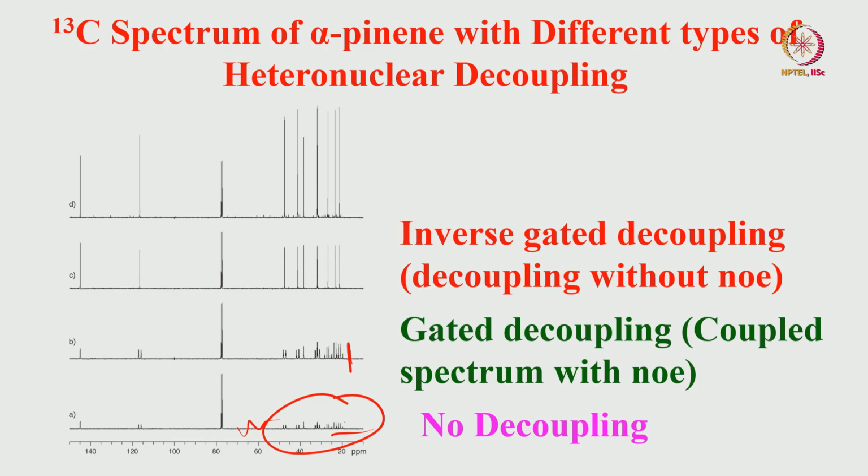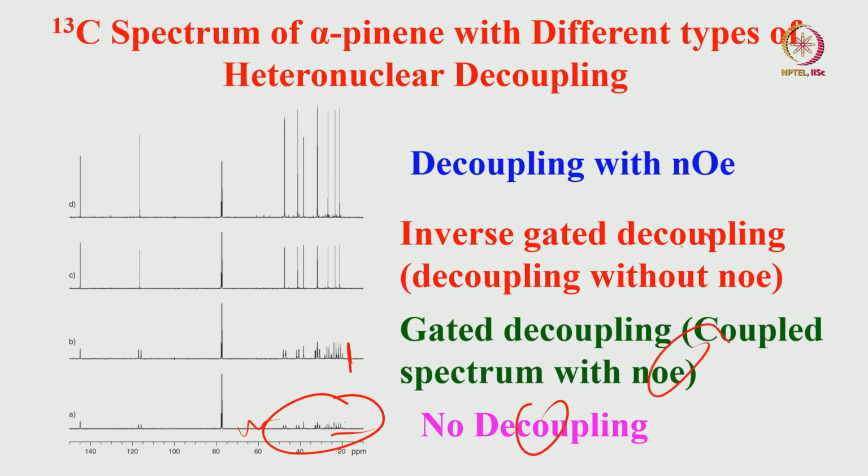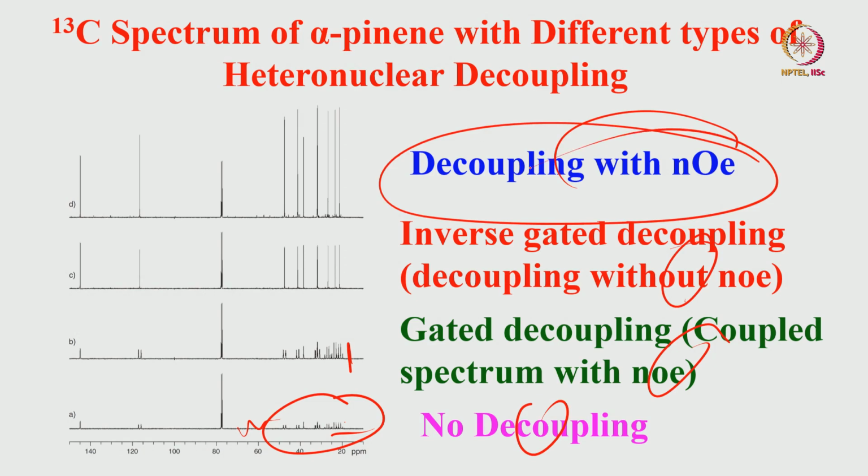Go further, this is inverse gated decoupling, decoupling without NOE. I am decoupling here but no NOE, and the last experiment is decoupling with NOE. Fantastic, there are 4 possibilities: no decoupling, coupled with NOE, decoupling without NOE, and decoupling with NOE. And decoupling with NOE is the real spectrum. Compare this and this, all multiplicities are broken here, and we get a singlet for each carbon. Plus look at the enhancement in the intensity, huge intensity is there.